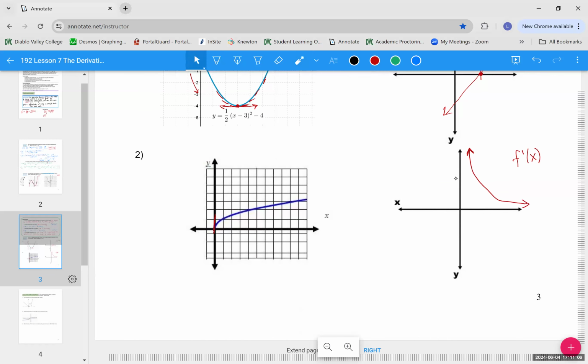The second one is a little bit more challenging. So first, let's note that this function is always increasing, and it's only defined for positive x's. So that means in my derivative function, I'm only going to be in positive x's, and since the function is always increasing, the derivative is always going to be positive. Okay, so it's definitely going to only be in the first quadrant.